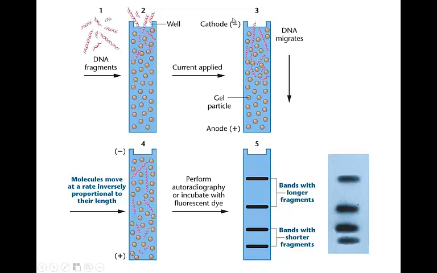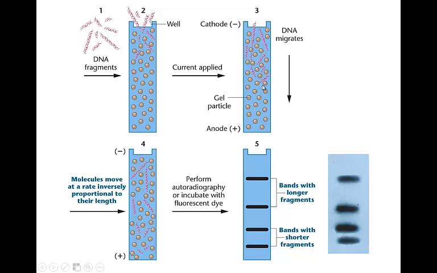One of the ends is going to be a negative charge, one of the ends is going to be a positive charge. We have the negative charge where the DNA is, the positive charge at the other end, because when you apply the current, the negatively charged DNA is going to be attracted to the positive end and it's going to try to migrate or travel towards this end. However, there are gel particles in their way.